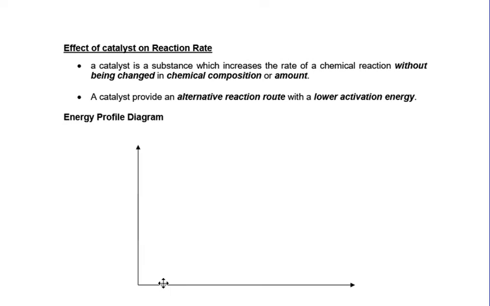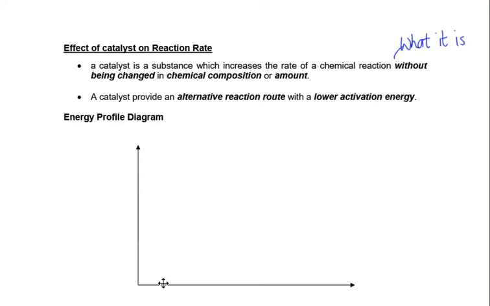In our final video in this section, we're going to look at how we can use our Maxwell-Boltzmann distribution to look at the effect of catalysts on rate. So remember that a catalyst is a substance that speeds up a reaction without being changed in chemical composition or amount.